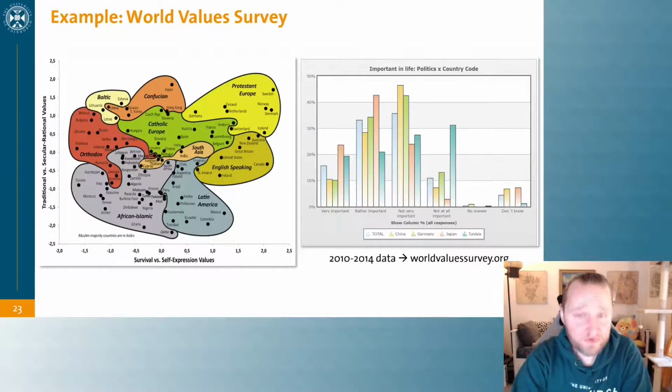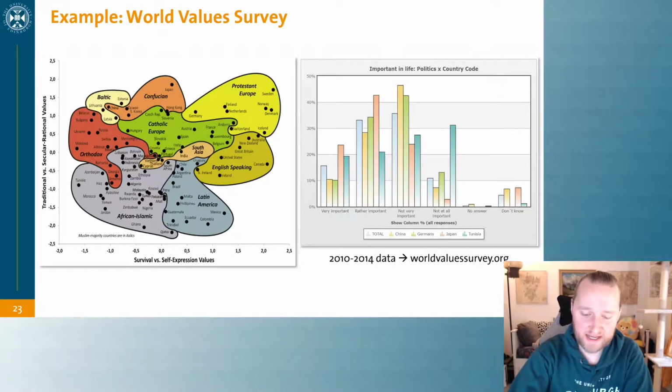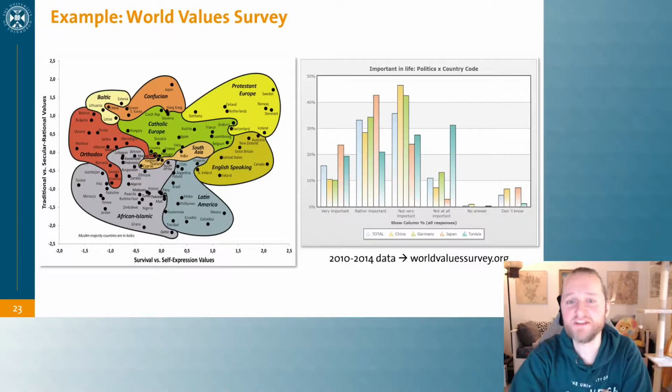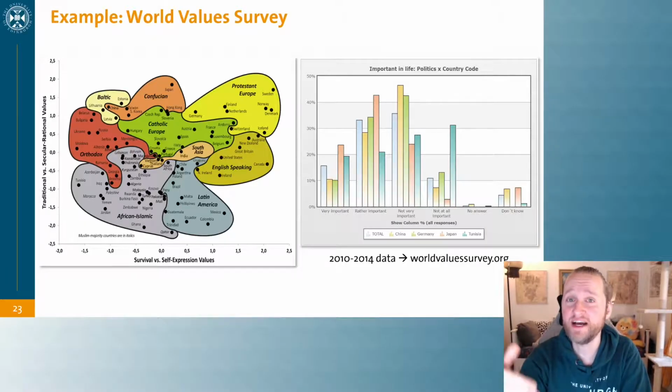A real-world example of a comparative politics study that utilizes a large N approach is the World Values Survey. And what these guys do is they send out questionnaires to all kinds of countries all around the world, in all world regions, and they actually ask people, so individuals in those countries, specific questions about their values and their beliefs. One question, here on the right, for example, asks individuals how important politics is in their life.